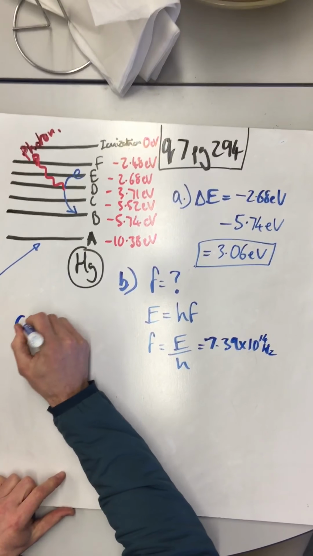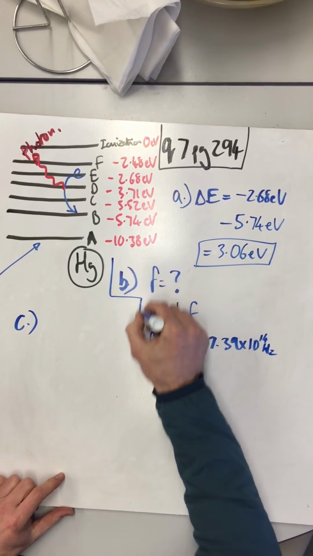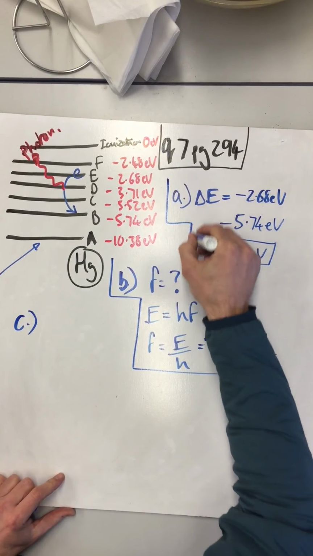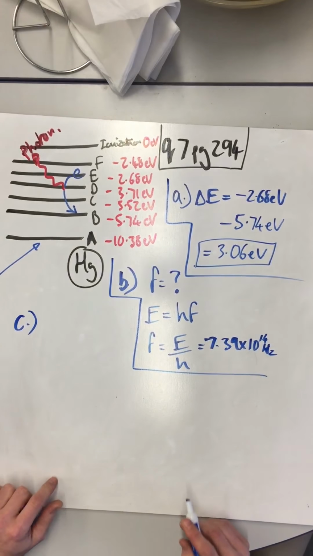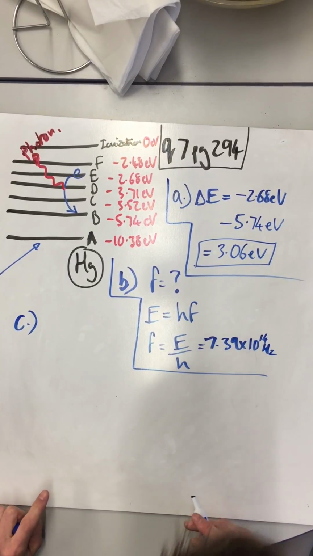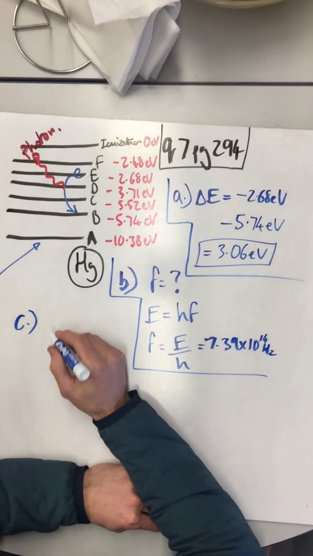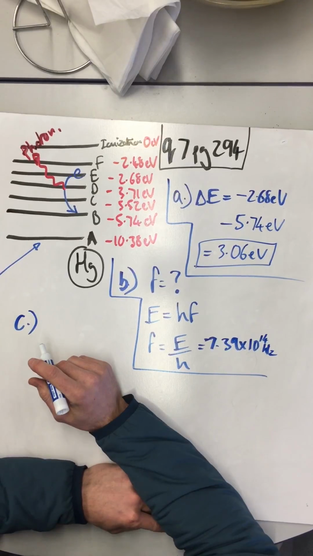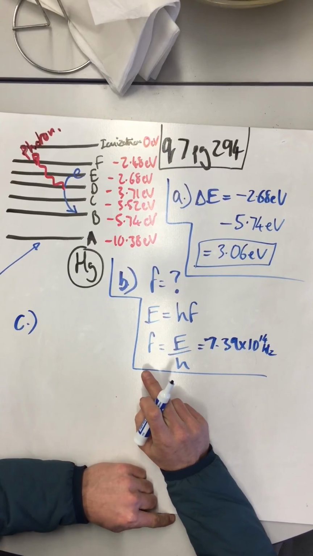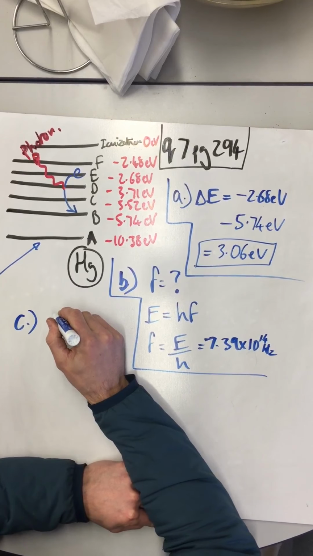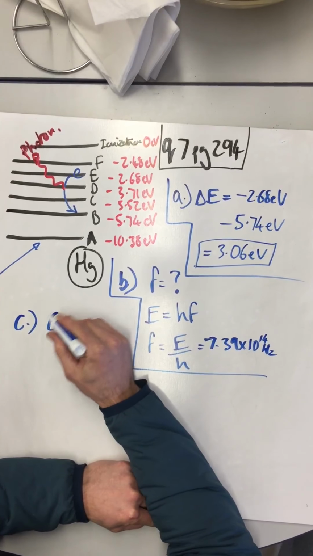Question C, let's put that over here. Let's put a box around that. Let's do question C. Question C says, what is the wavelength? Well, now we're getting pretty straightforward as well, aren't we? Because for wavelength, as we know, we can use our universal wave equation.